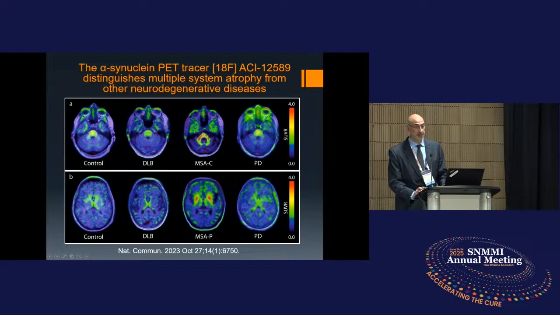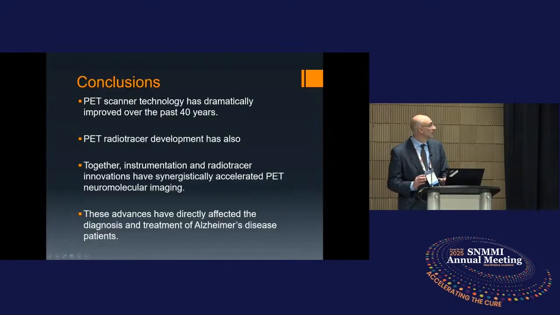So I think we've seen the development of the instrumentation, we've seen the development of the radio tracers, and so I think we can conclude that PET tracers have really dramatically improved over the last 40 years, and that instrumentation and radio tracers have synergistically accelerated PET neuromolecular imaging. They work together. It's not just one thing getting better, but we're seeing so much more. And I think these advances have directly affected the diagnosis and treatment of Alzheimer's patients. And we see that today, and I think we'll hear more about that.